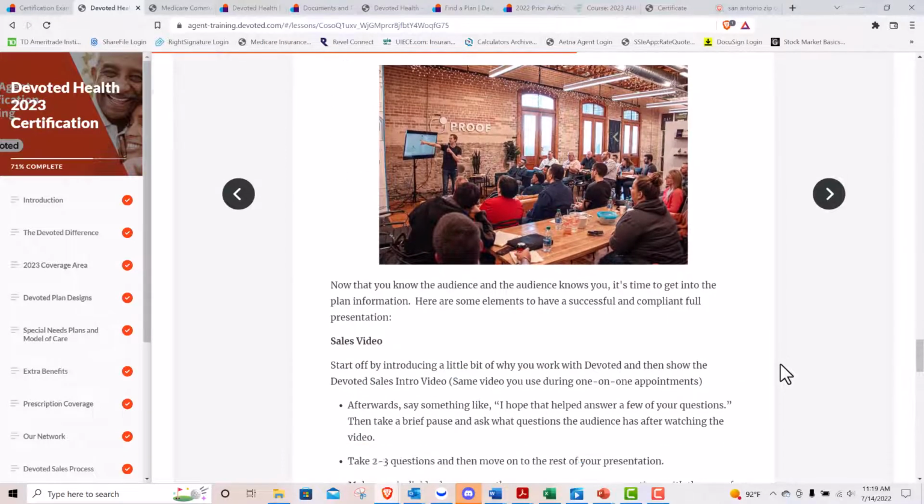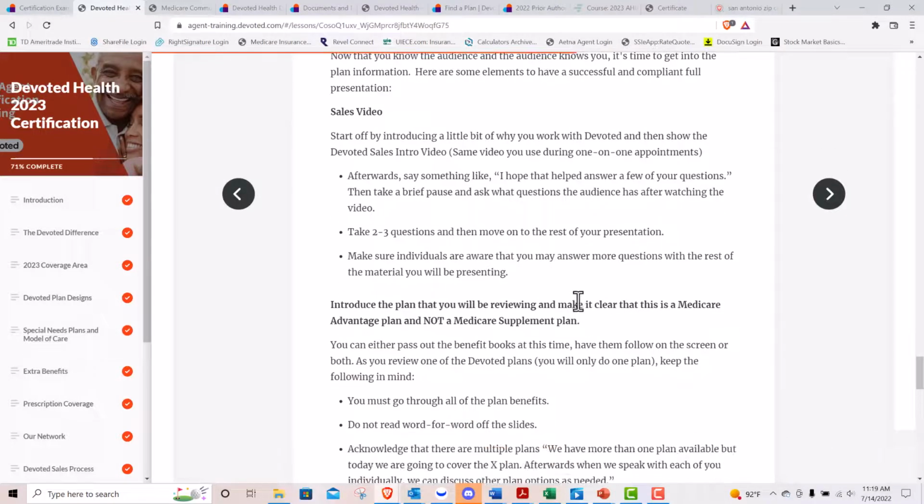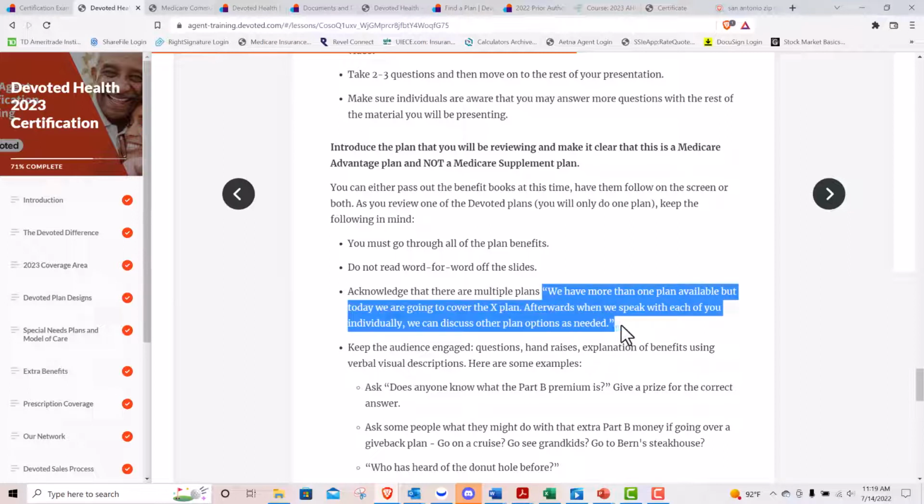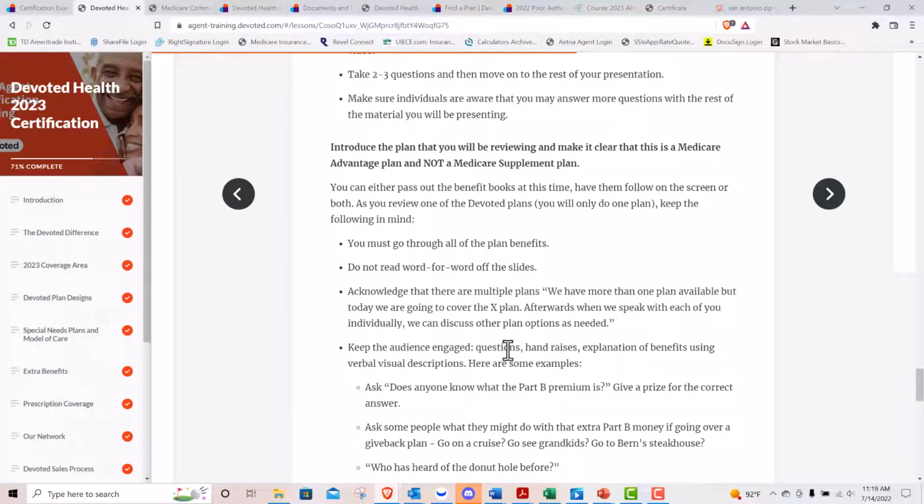During the presentation, you have to show the sales video, of course, and it looks like they have to tell you it's not a Medicare supplement plan, which I'm assuming most people would know. All that looked at, yep. So multiple plans. If you need to speak with each individual, you can use other plans' options as needed.